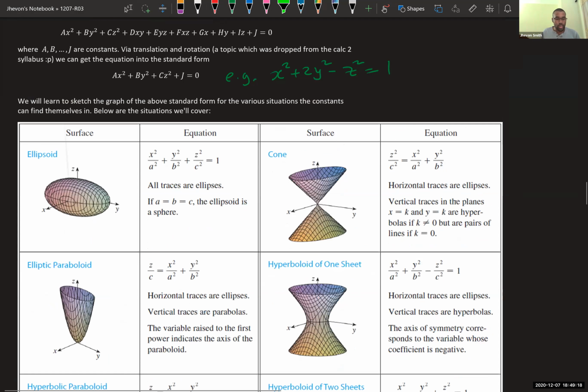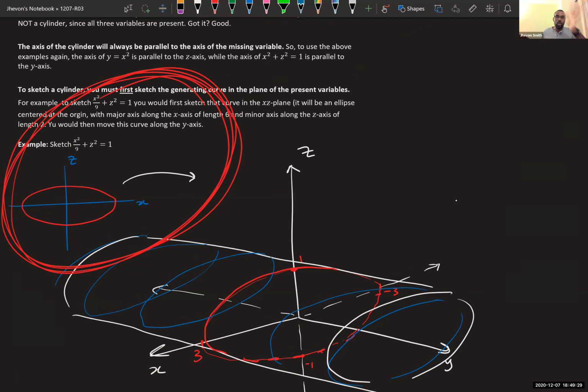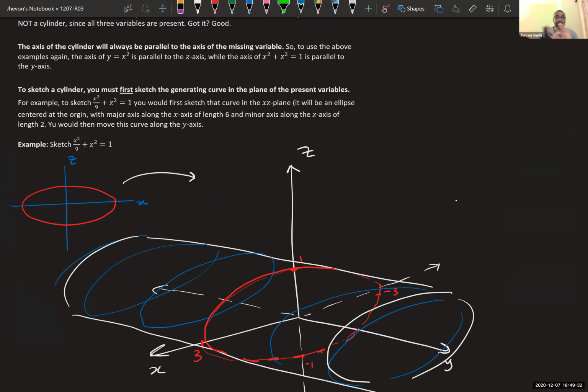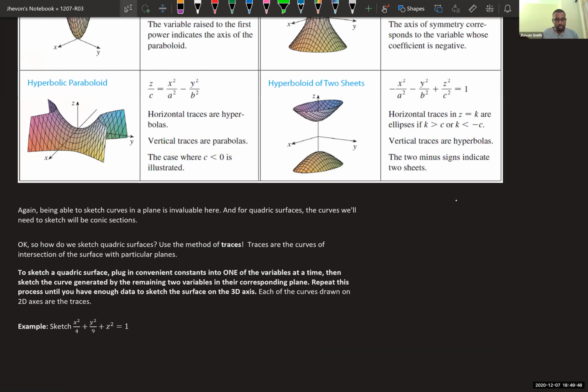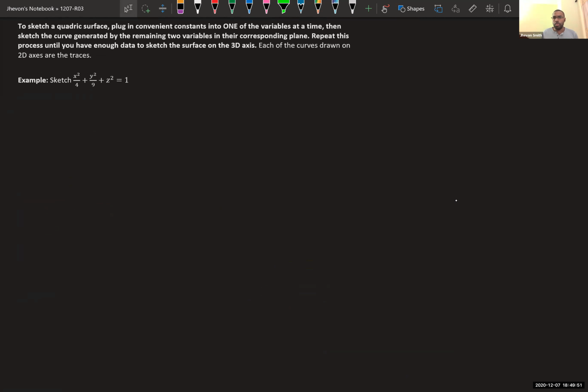So traces is basically doing the following. You're going to sketch something in 2 variables at a time, but you're going to sketch it with all the pairs. So you're going to sketch what does it look like in the XY plane, or in some plane parallel to the XY plane. What does it look like in the YZ plane? What does it look like in the XZ plane, etc. Once you get all these curves, you put them together. And how do you get these curves? You would plug in 1 variable equals 0 at a time. Instead of plugging in 2 variables equals 0 at a time, which will only give you a point, you want to plug in 1 variable equals 0 at a time, or you can plug in 1 variable equals some convenient constant.